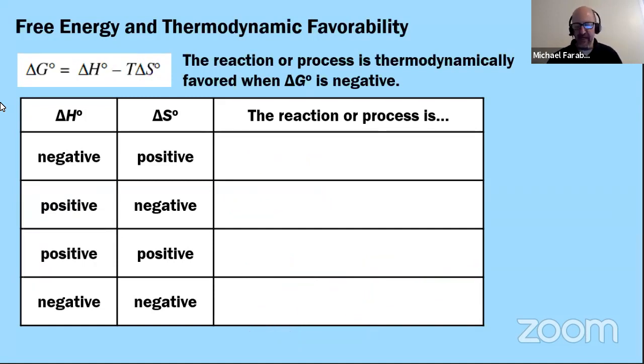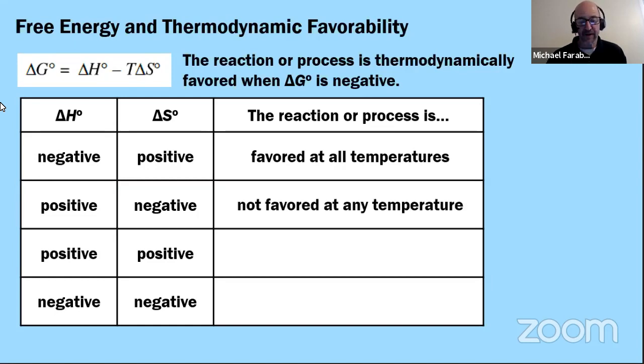Okay, so best case scenario, if delta H is negative and delta S is positive, then delta G will be negative no matter what. So favored at all temperatures. Unfortunately, if we go the other way, delta H is positive and delta S is negative. Hopefully you can see by plugging those values into the free energy equation there at the top left, that's going to make delta G positive no matter what. So not favored at any temperature.